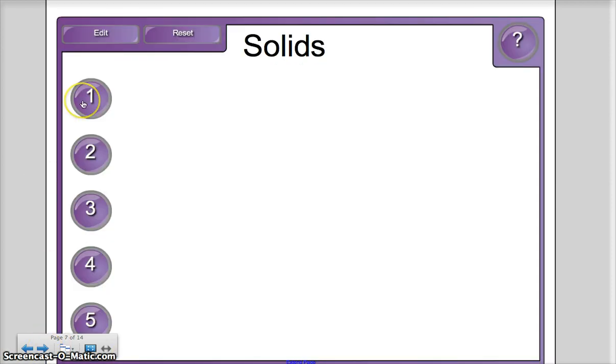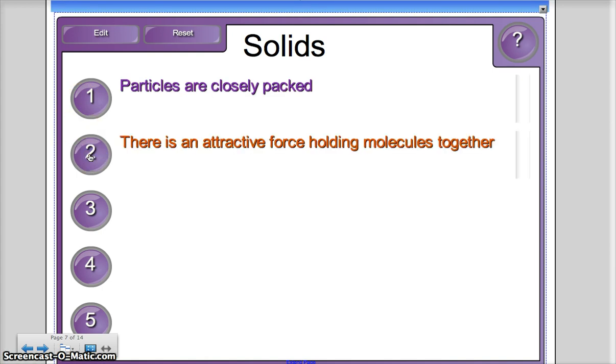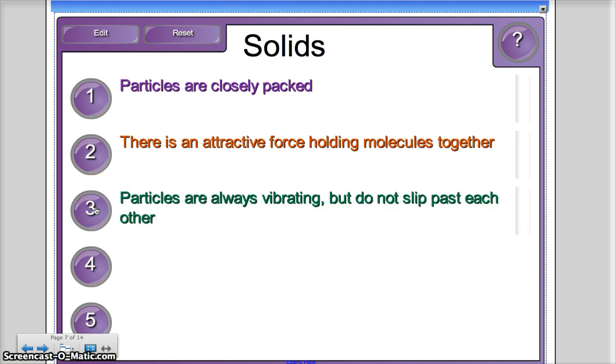Okay, first thing about solids. The particles are closely packed together. There's an attractive force holding molecules together. So they're not actually bound together, those molecules, but there's a force that holds them together. Particles are always vibrating but do not slip past each other. That means that the particles in a solid are going to be vibrating in place, like it just says here.